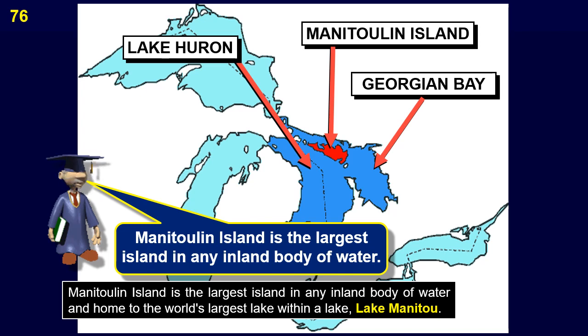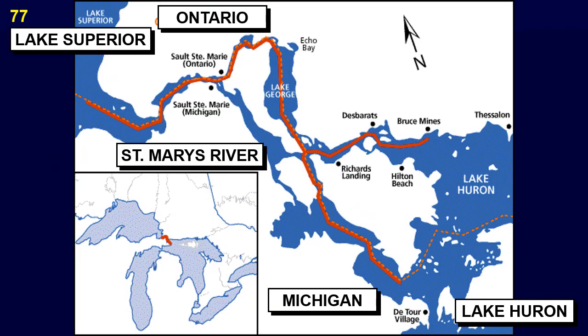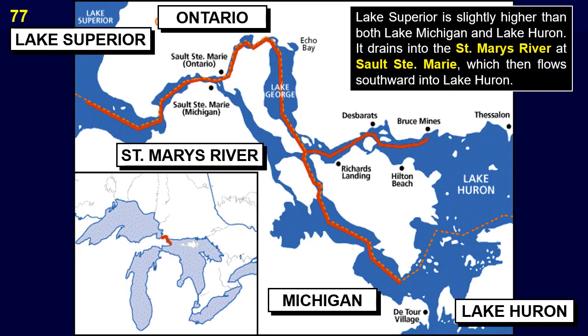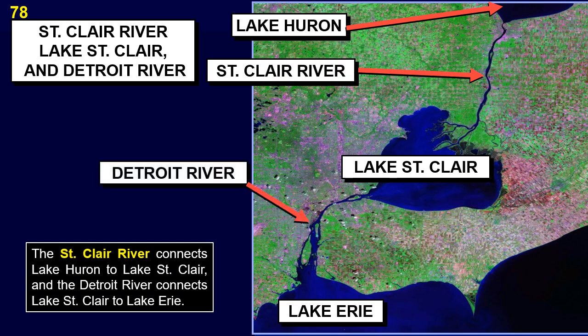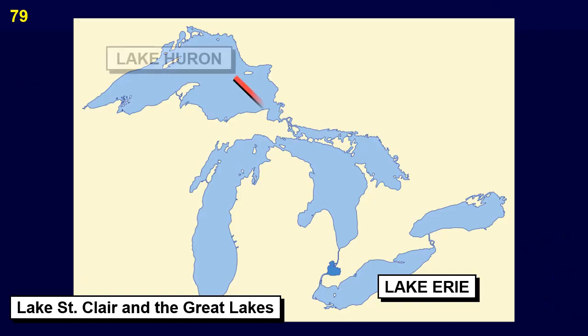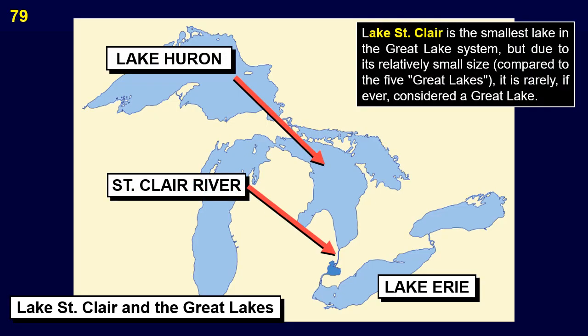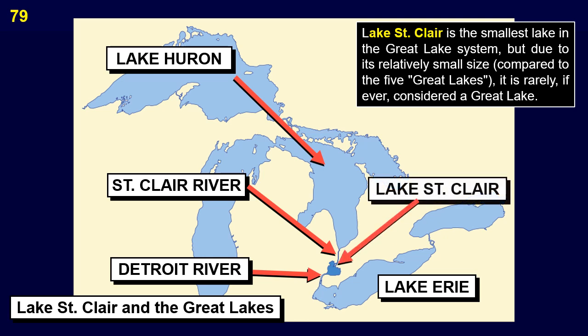Lake Superior is slightly higher than both Lake Michigan and Lake Huron. It drains into the St. Mary's River at Sault Ste. Marie, which then flows southward into Lake Huron. The St. Clair River connects Lake Huron to Lake St. Clair, and the Detroit River connects Lake St. Clair to Lake Erie. Lake St. Clair is the smallest lake in the Great Lake system, but due to its relatively small size compared to the 5 Great Lakes, it is rarely, if ever, considered a Great Lake.